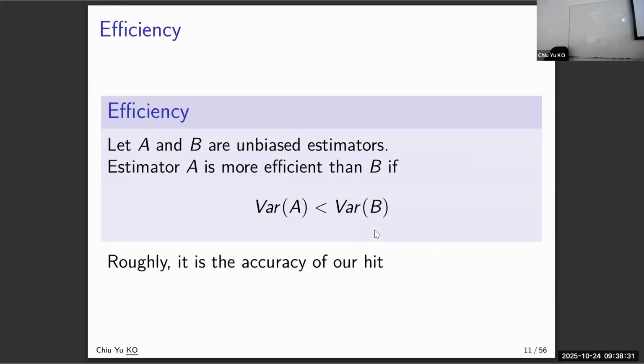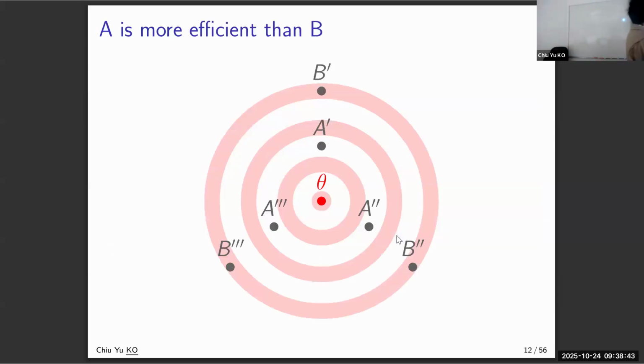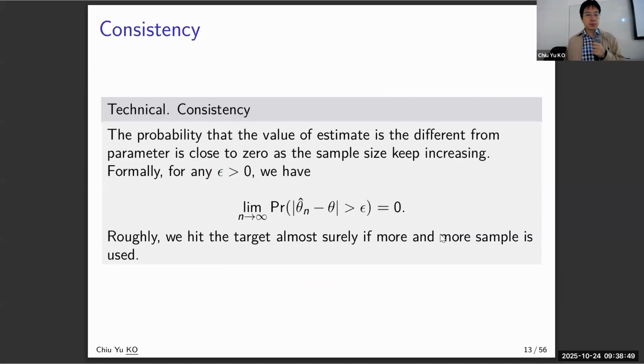Efficiency means that among all the unbiased estimators, it has the lowest variance. It's just like being closer to the target. In this case, A is more efficient than B. And the last one is consistent. Eventually, when the sample size gets very large, the estimate is almost no different from the parameter. And if the estimator is unbiased, it simply means the variance shrinks to 0, right?